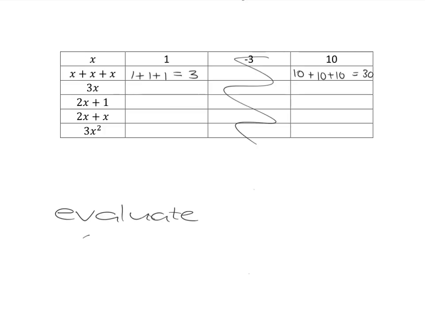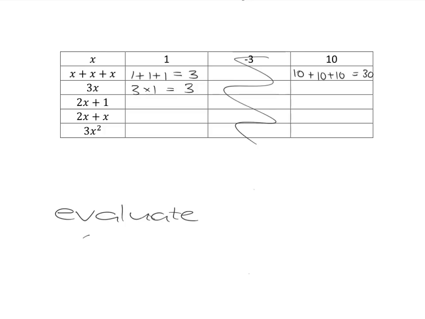Okay, what about 3x? Now remember, in algebra, 3x just means 3 times x, right? We discussed that. The multiplication is often left out in algebra. In fact, it's mostly left out. So when we see 3x, we need to understand that that means 3 times x. If we want to evaluate that when x is equal to 1, we'll get 3 times 1, and that is 3.